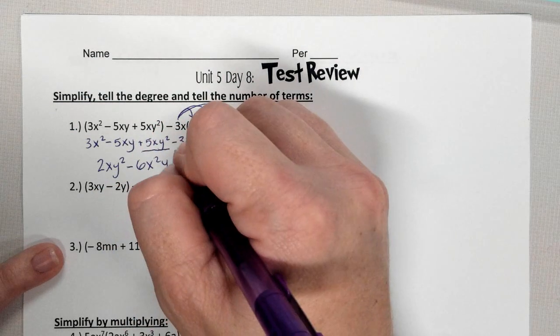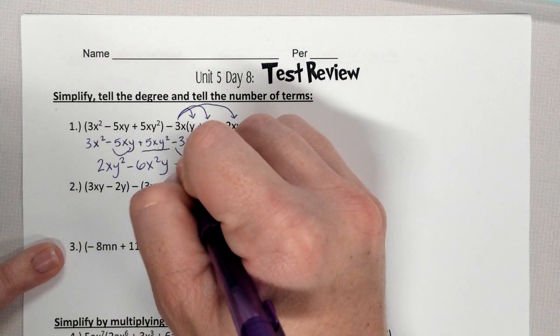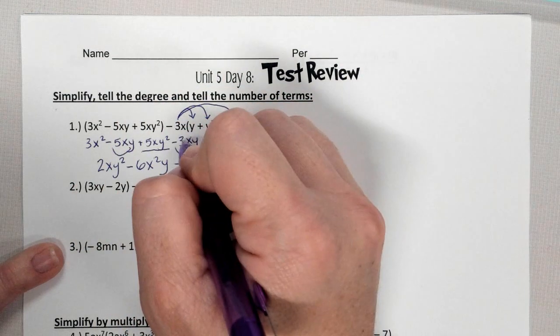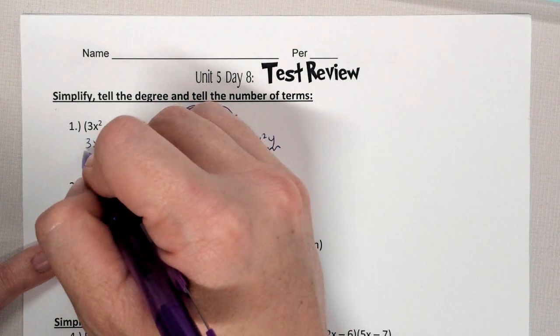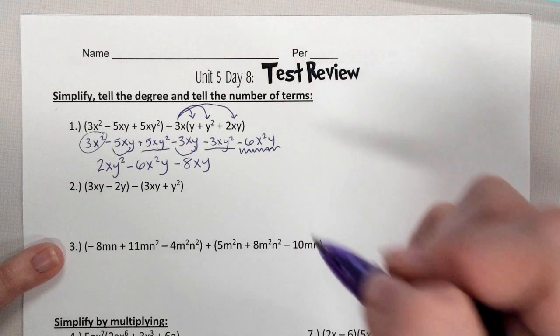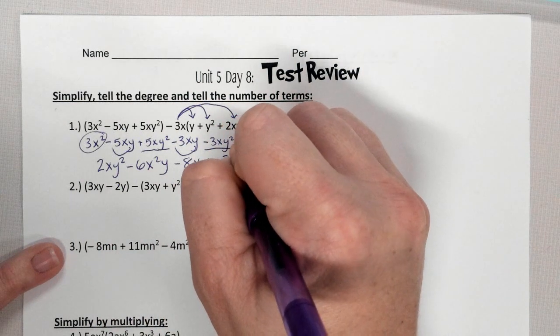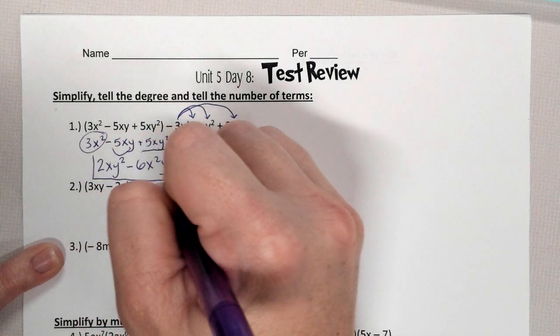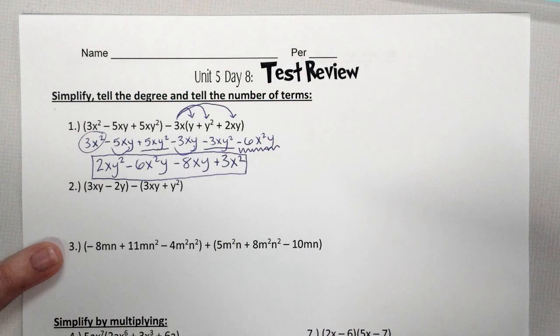So then I have this xy, so negative 5 minus 3 is negative 8. And technically this is a degree of 2 and this is also a degree of 2, so you could have put this first, doesn't matter. And then I have this guy, and there's nothing else with an x squared only, so it's just plus 3x squared. There's your answer.